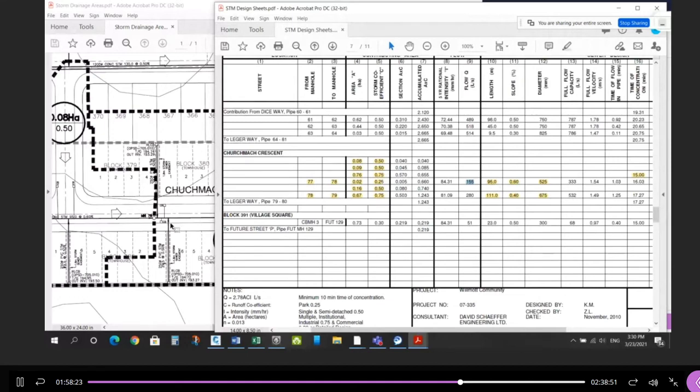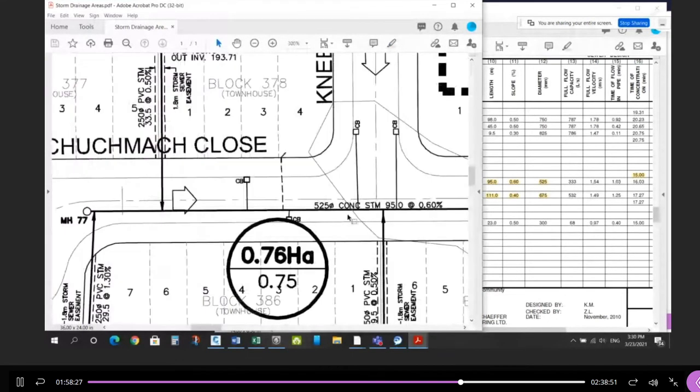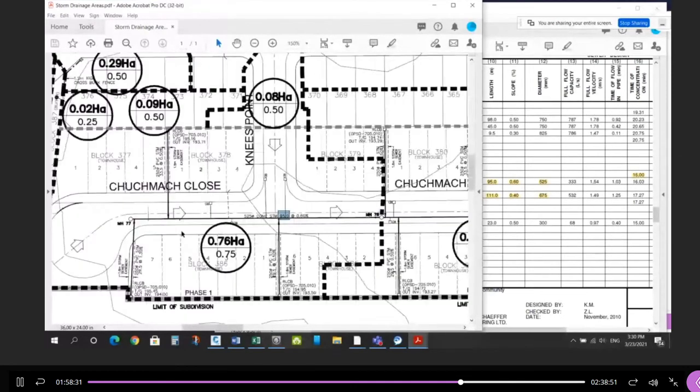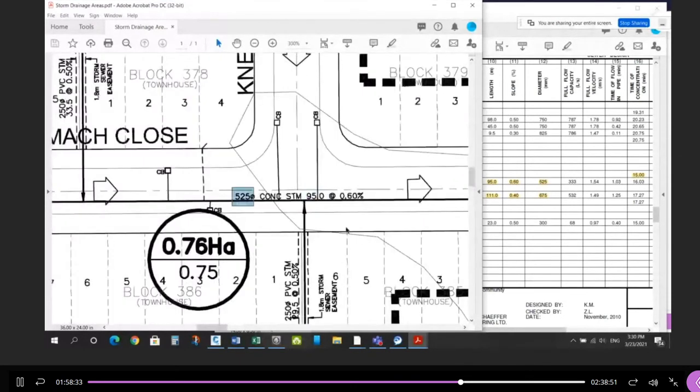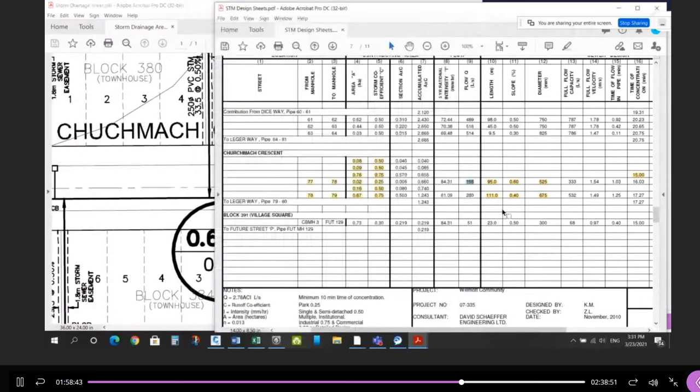Okay, so the pipe size, and again, this is just recreating the sheet. The size comes from the drawing. If you look at the drawing, you'll see the size and the length. So this is a 95 meter long pipe. It's a 525 at 0.6%. And the next pipe is 110 meters long, 675 at 0.4%. You can see that information here, 95 at 0.6 with 525, 101 meters, 0.4% at 675. So that is all in the drawing.